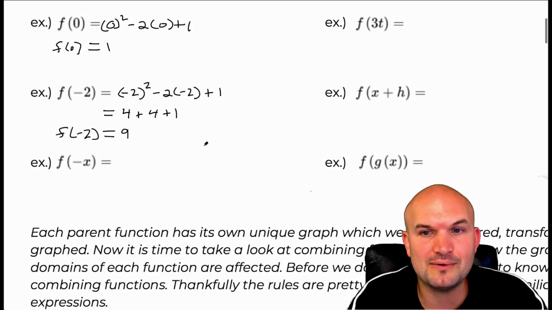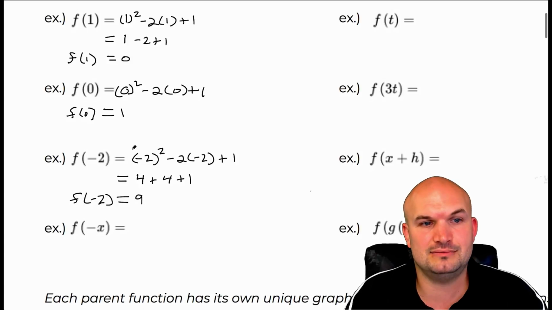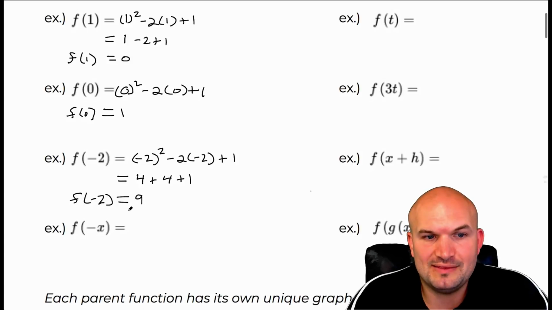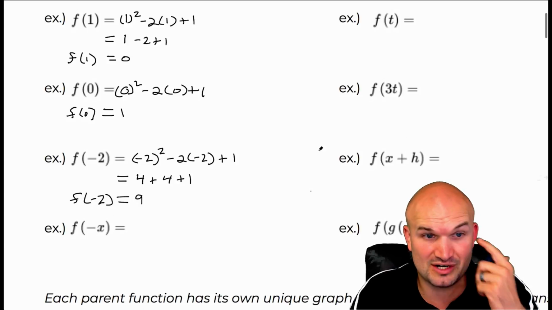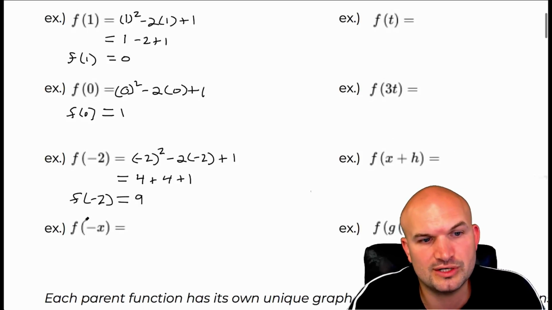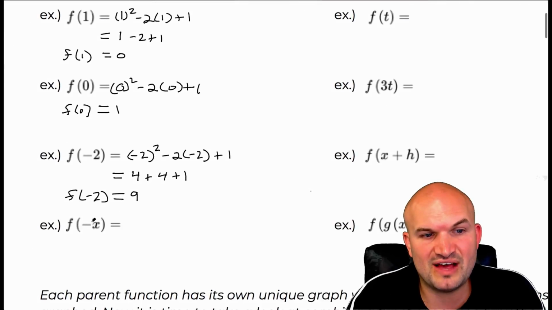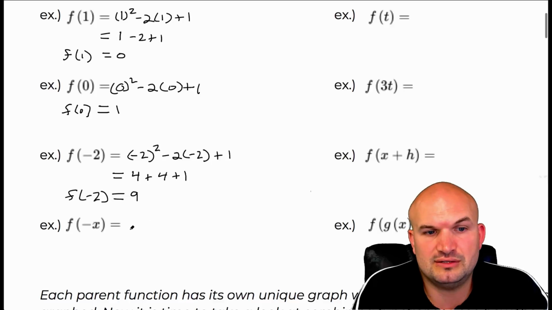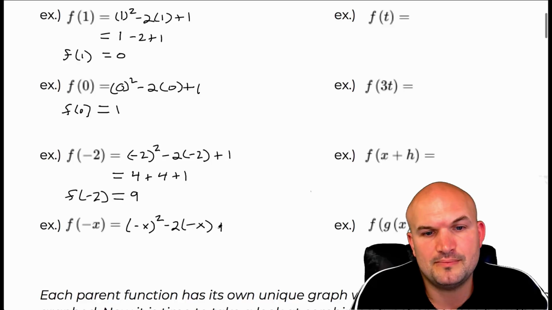All right, so now we're going to get into adding in some values that are not numbers. But again, the process is going to be exactly the same. So the next couple examples are not just simple integers. We're now going to be plugging in some variable. So here we're going to evaluate the function for f of negative x. So that's exactly all I'm going to do, I'm just going to plug in a negative x. So I just plug in a negative x squared minus 2 times negative x plus 1.